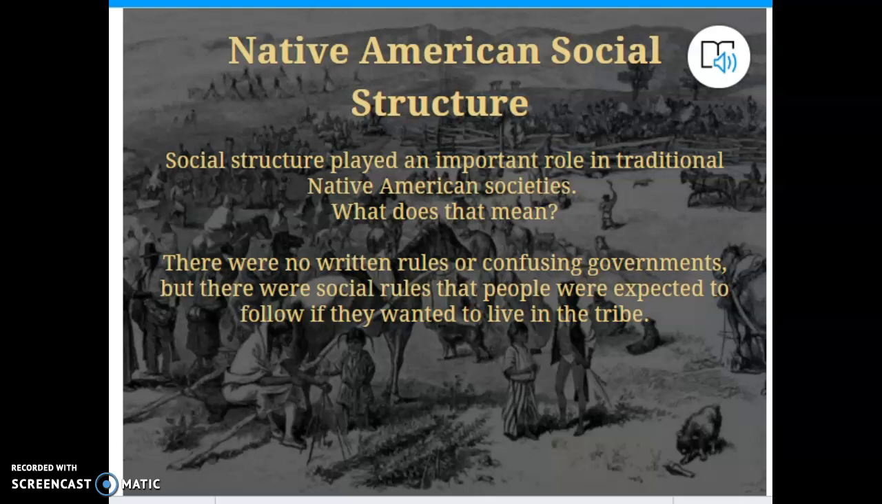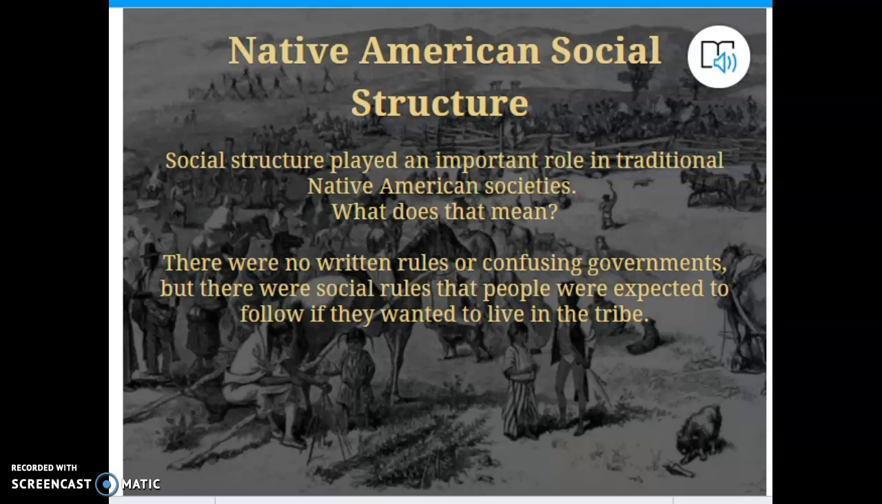There weren't any written rules per se. They didn't have a giant document of rules. They had pretty intricate governments, but they weren't super confusing governments. But there were social rules that people were expected to follow if they wanted to live in the tribe. To put that pretty easily, you couldn't be some crazy, wild person that didn't follow the rules because no one wanted to be around you. And they wouldn't let you live in the tribe if you were some wild person that was always acting out of turn. You had to follow the rules.